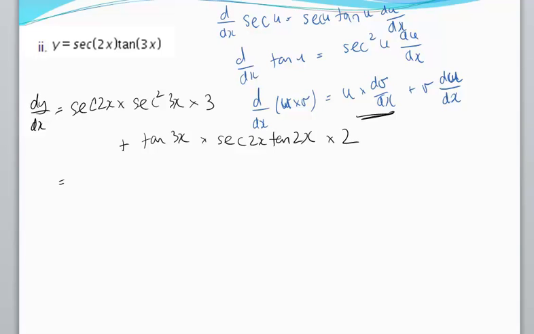So writing this one out here, we get 3 sec 2x sec squared 3x plus 2 tan 3x sec 2x tan 2x.